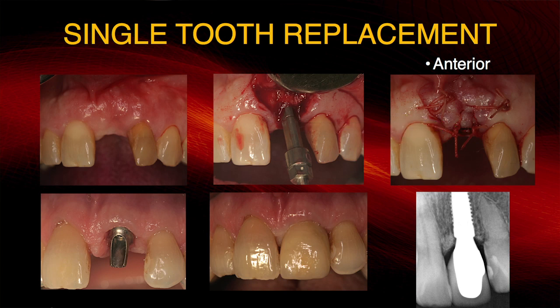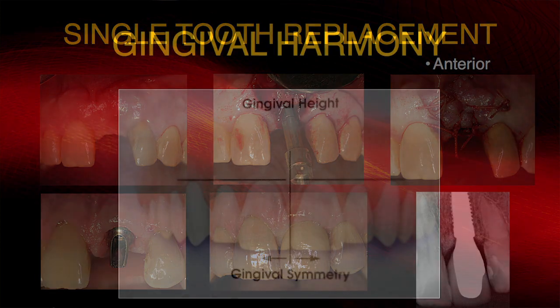Then after it heals, we can do an implant level transfer, and then you see the custom abutment. This is titanium, and then a ceramic crown, and then you can see the follow-up x-ray. Now this area was previously grafted, and you can see some of the residual graft material that's supporting the papilla very nicely.